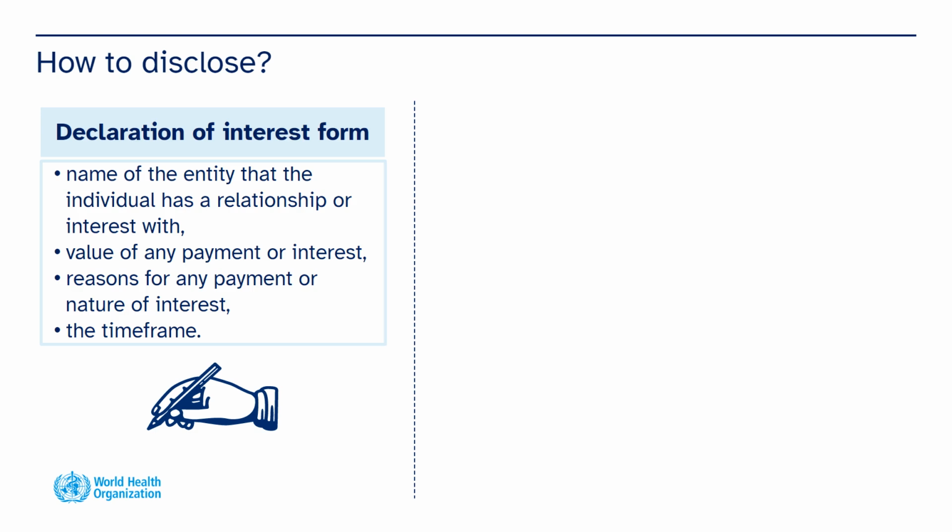The declaration should state the name of the entity that the individual has a relationship or interest with, the value of any payment or interest, and reasons for any payment or nature of interest. The form should include the timeframe for reporting each type of interest, for example, current or within the last 5 years. There should also be an open-ended option to disclose any interests not covered by the form.